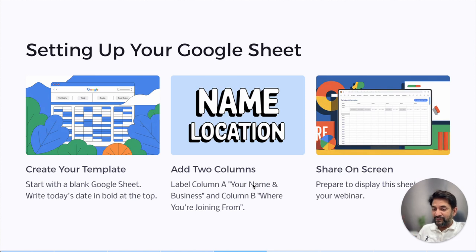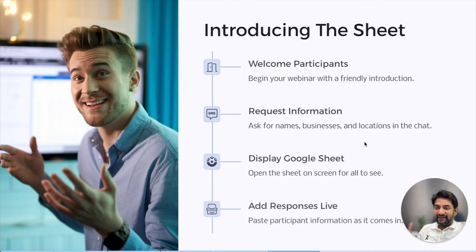Step 2. Call it out in the first 2 minutes of your webinar, right after your welcome, and say something like, let's kick things off with a quick roll call. Tell me two things in the chat right now, your name and what kind of business you run and where you are joining from. I'm going to paste your name into our live board right now. Then open the Google Sheet live on screen and begin pasting their responses in.